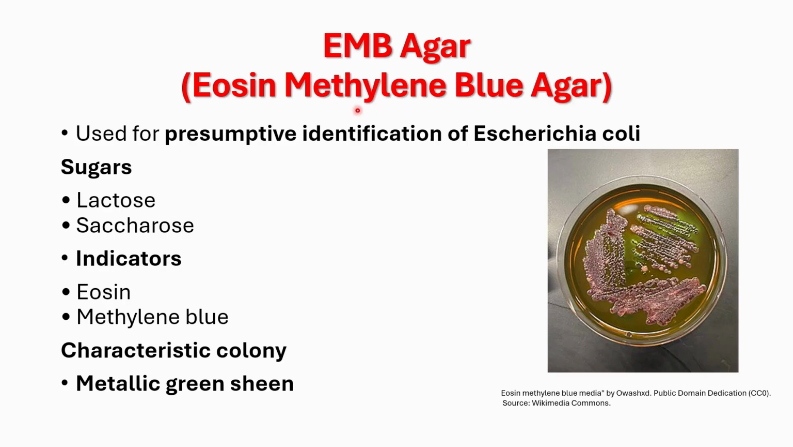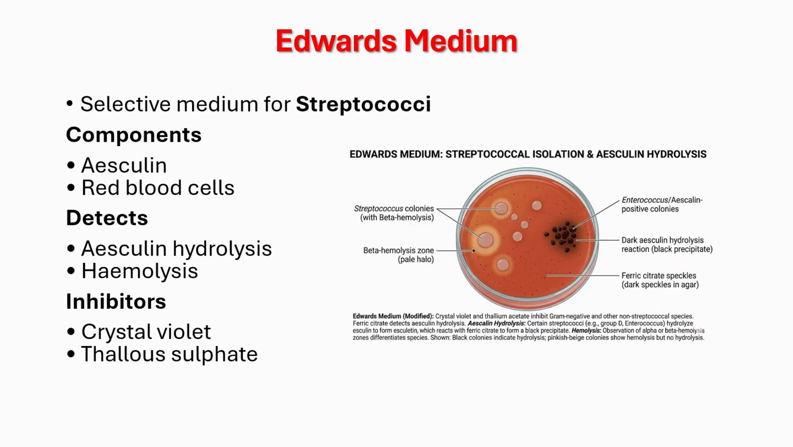EMB agar, or eosin methylene blue agar, is a selective and differential media used for the identification of lactose fermenting gram-negative bacteria. The dyes eosin and methylene blue inhibit the gram-positive organisms and act as an indicator for lactose fermentation. E. coli typically produces colonies with a characteristic metallic green sheen that you can see in this picture, which helps in its presumptive diagnosis.